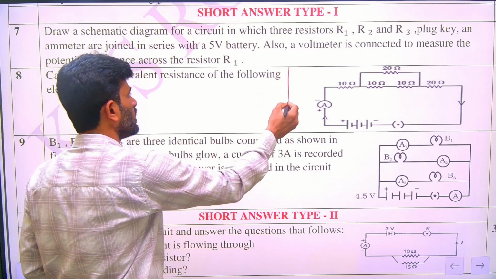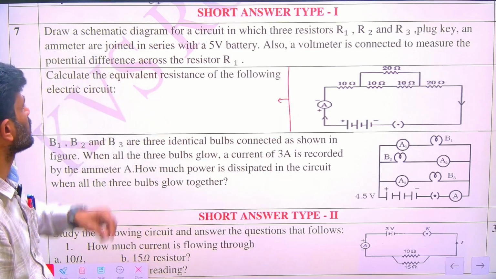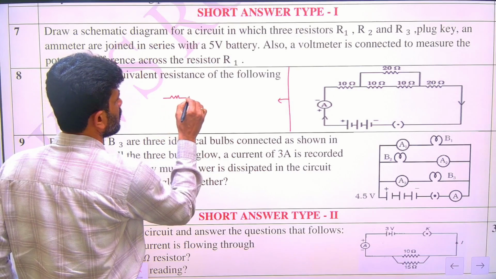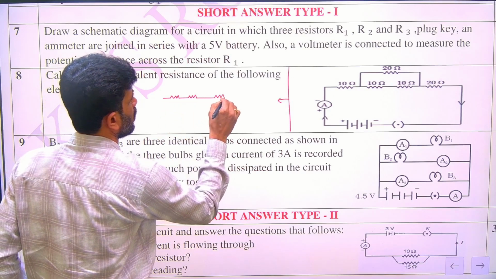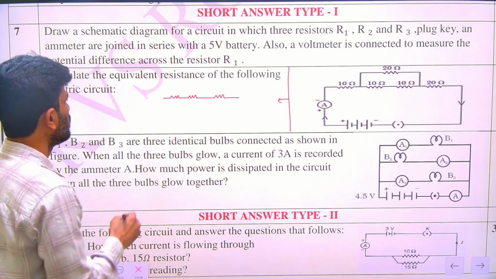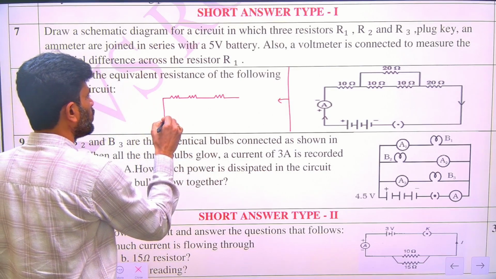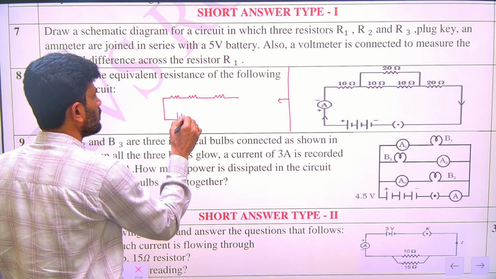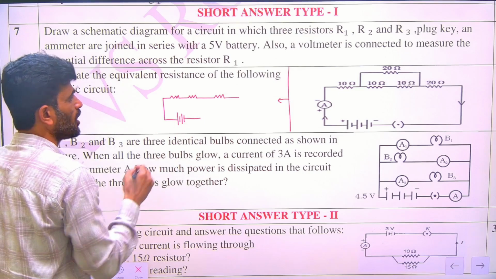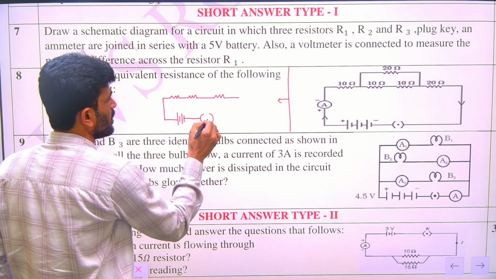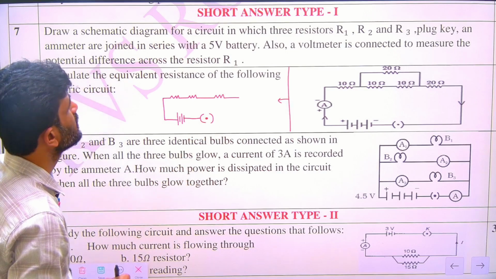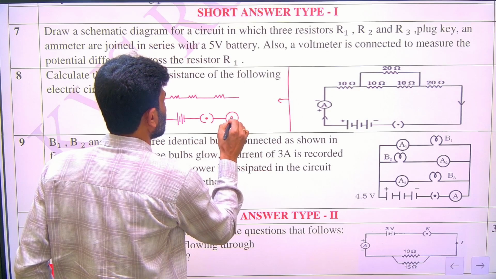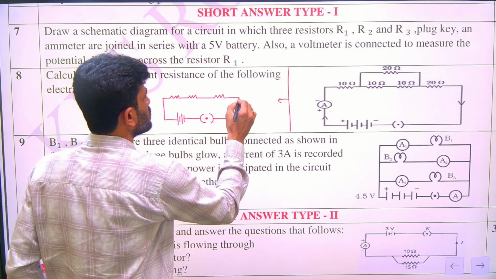Here I am drawing the answer for question number 7, the diagram, in this space. We need three resistors in series, R1, R2, R3. Then these three resistors should be connected to a 5-volt battery, a series of cells like this. This is the battery. Now we need one plug key also, because they mentioned a plug key, and then the ammeter should be connected in series. So here ammeter in series, then close it.